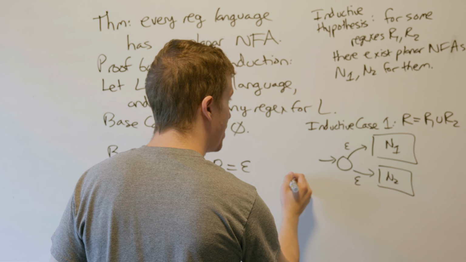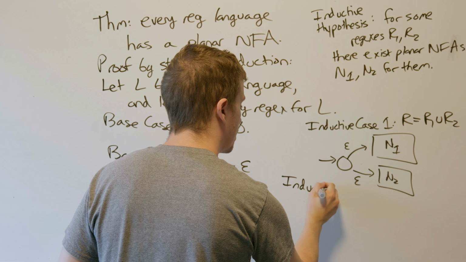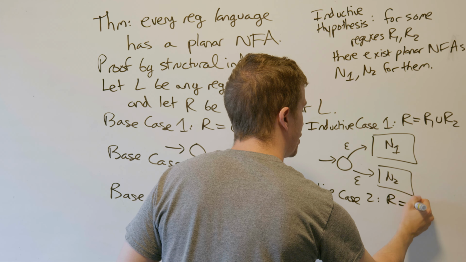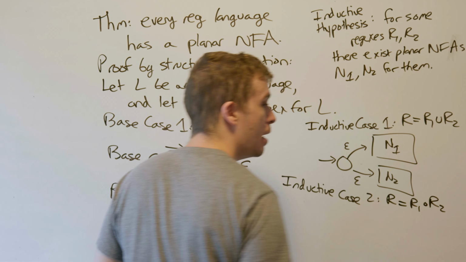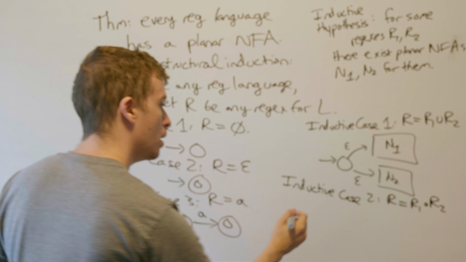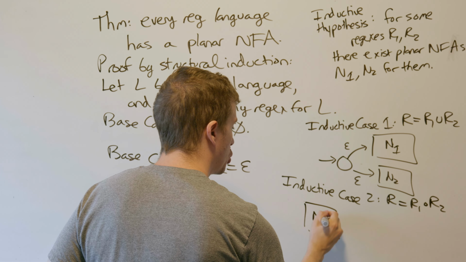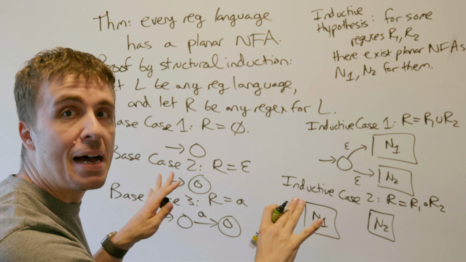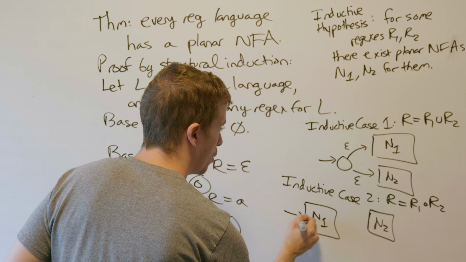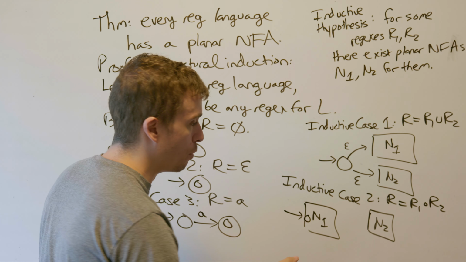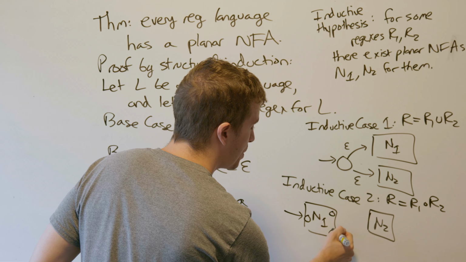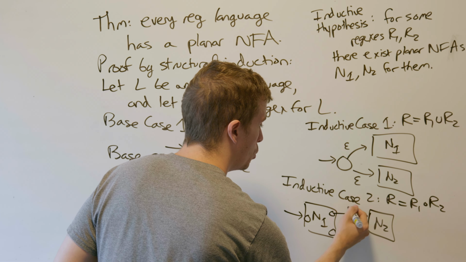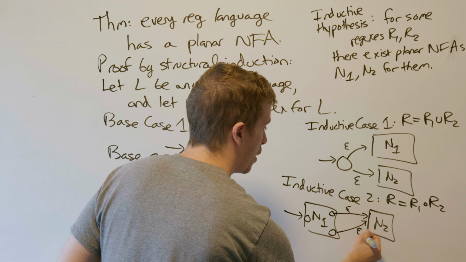And if we did the second inductive case, which corresponds to concat, so R is R1 concat R2, then we can do a very similar idea where we take the N1 machine and the N2 machine, but we put the N1 machine to the left of the N2 machine. So the start state is the start state of N1, and there are epsilon transitions from N1's final states, however many there are, to the start state of N2.